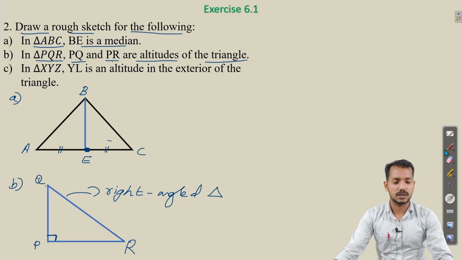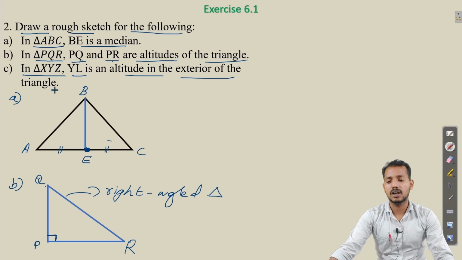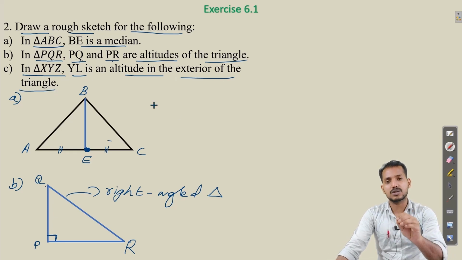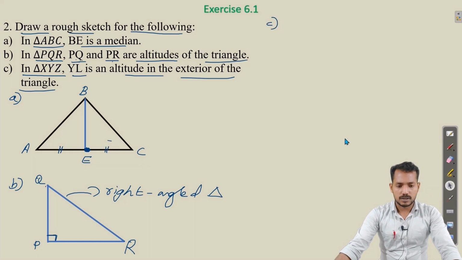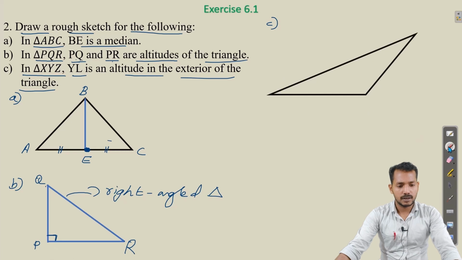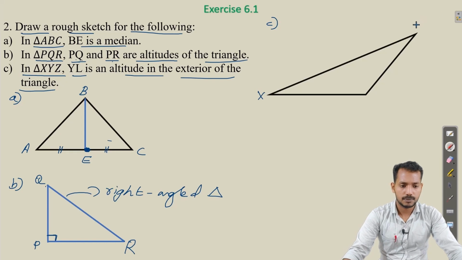Now let's go to option C. In triangle XYZ, YL is an altitude in the exterior of the triangle, which means this triangle XYZ should be an obtuse triangle according to what we have discussed in the altitude section. So option C. Let's draw an obtuse triangle now, and give the vertices the names X, Y, and Z.